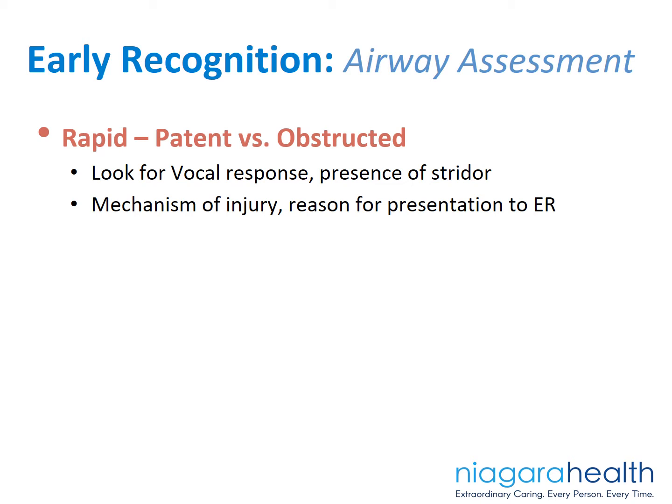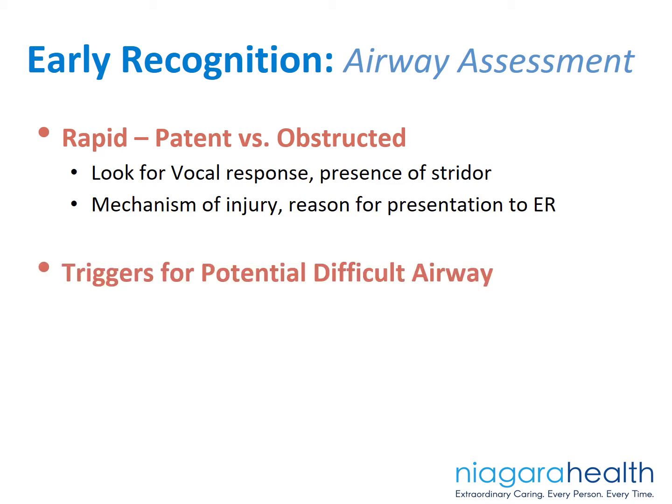Ask yourself, is there a mechanism of injury for a trauma patient that may have presented, or what is their actual presentation to the emergency department? Why are they there? Shortness of breath, swelling, direct trauma to the neck. Ask yourself those questions. Then we go on to looking for potential triggers of a difficult airway, things that should give you a red light right off the bat.